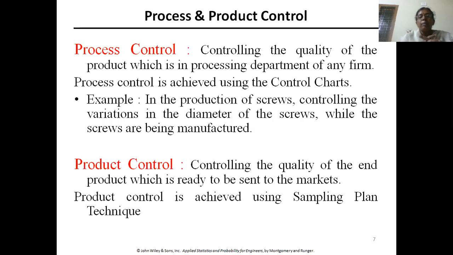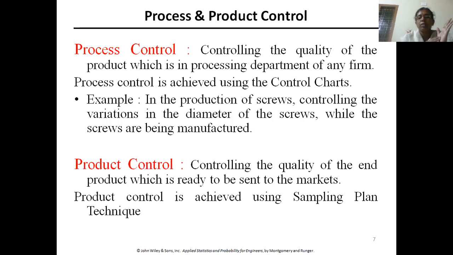See, for example, in the production of screws, controlling the variations in the diameter of the screws while the screws are being manufactured. That means we are maintaining the same diameter of all the screws when they are being manufactured. That is known as process control. And this process control is achieved using the control charts.